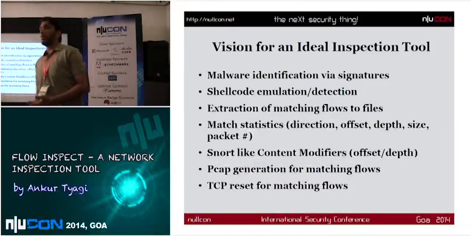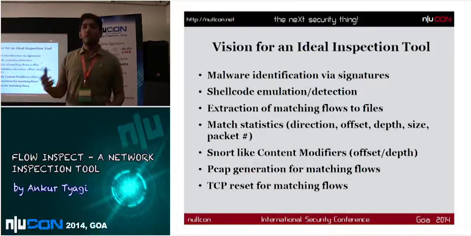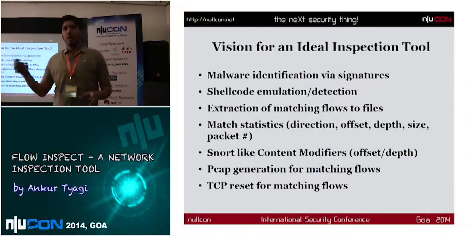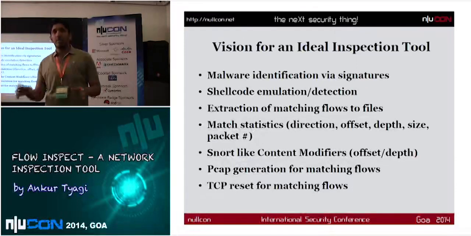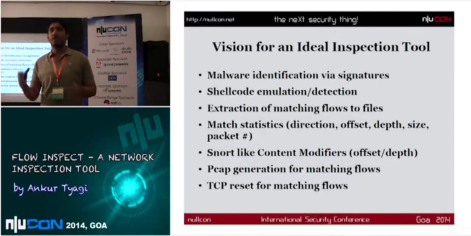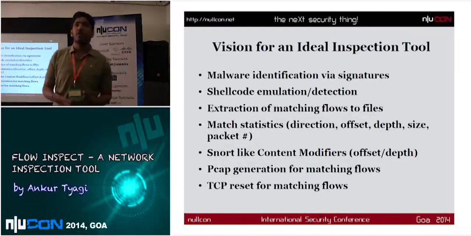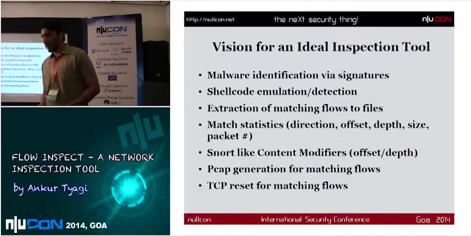The second point would be shellcode emulation. So I mean a network inspection tool should be able to tell me if a particular network stream has shellcode embedded into it. If shellcode is on the wire, the tool should be able to identify it and let me know if there is some shellcode or certain kind of shellcode, some binding opcodes being transferred from a host A to a host B.